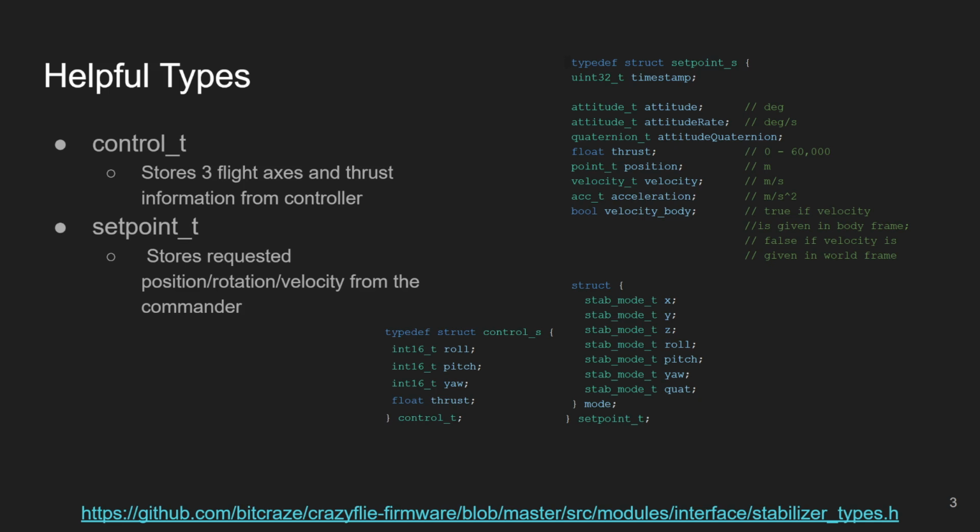The set point will be used to get information from the commander. So the commander will send all of this information to the controller, and the controller will take information from the state estimators, and they'll compare and determine what the error is, and then it can act accordingly.